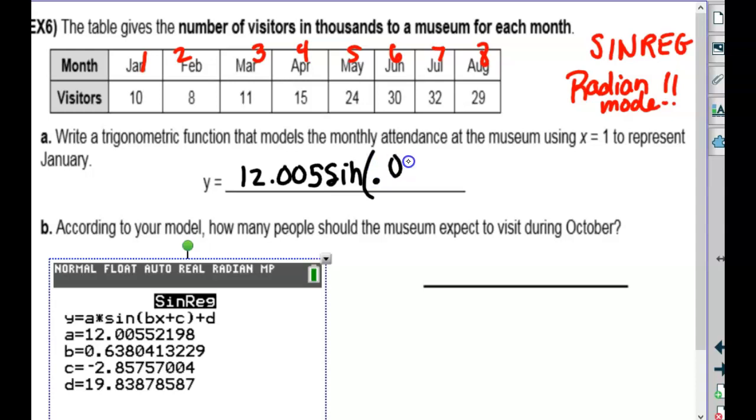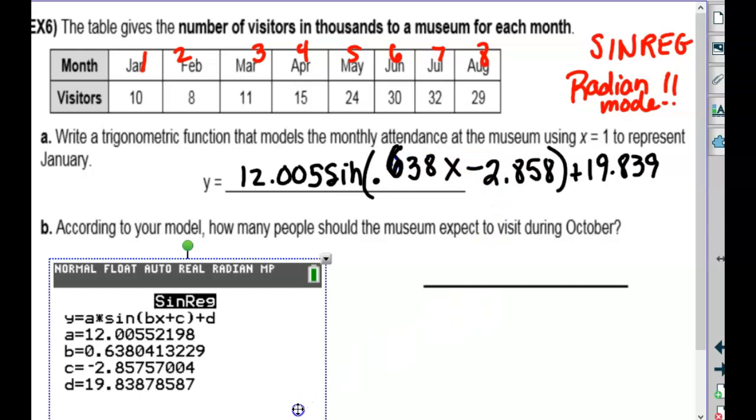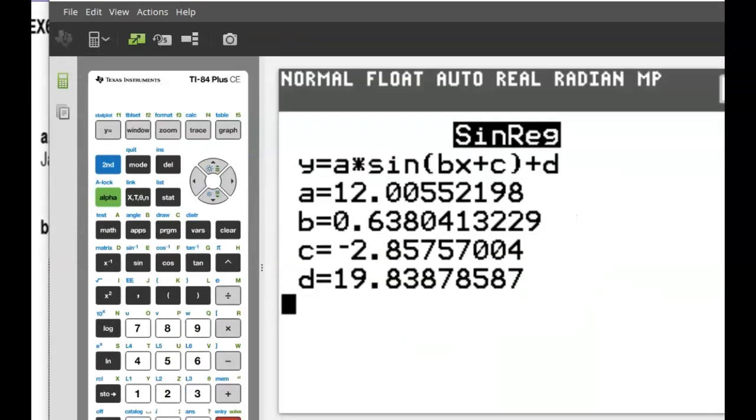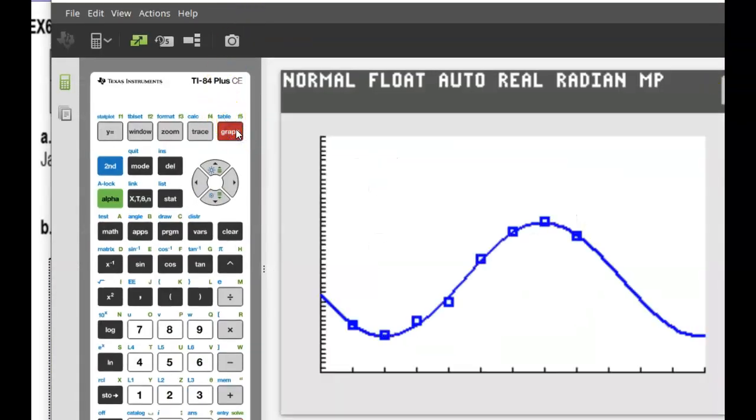0.6. No. B is 0.638. Then X, then plus C, which is negative 2.858, maybe. Parenthesis plus D, which is 19.839. Okay. That was a 6, by the way. All right, if you stored it, you should now be able to go to the graph again and see that it's going through those points.